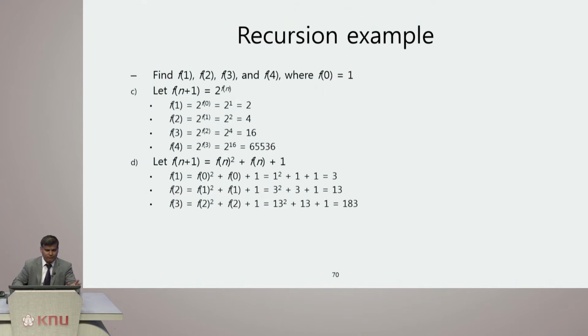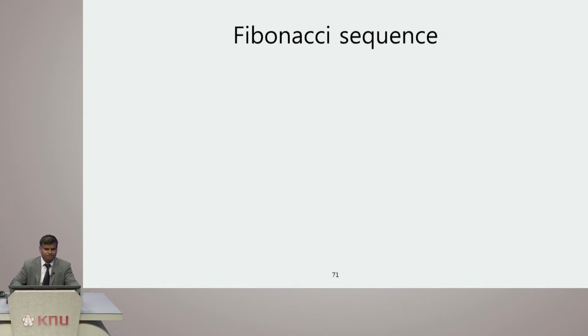For f of 3 we are going to use f of 2. So for example, f of 3 equals f of 2 square plus f of 2 plus 1, that is 13 square plus 13 plus 1, that's 183. And f of 4 equals f of 3 square plus f of 3 plus 1, that's 183 square plus 183 plus 1, that's 3673. So that's it. We have come across 4 examples of recursion.